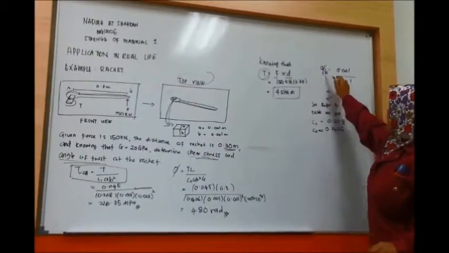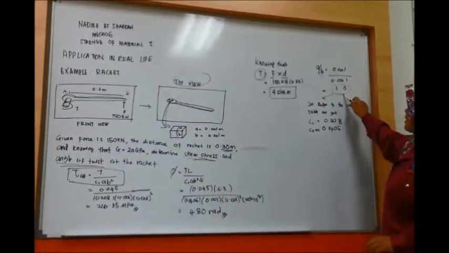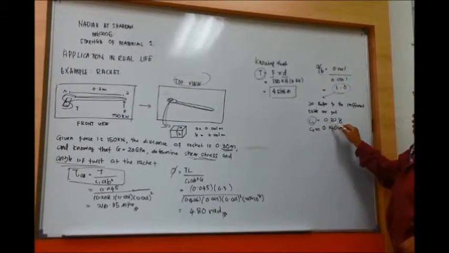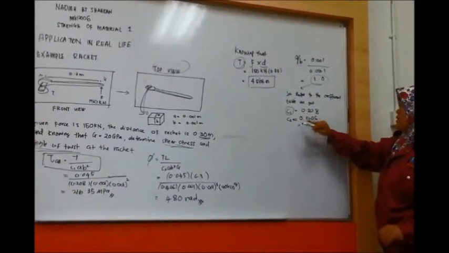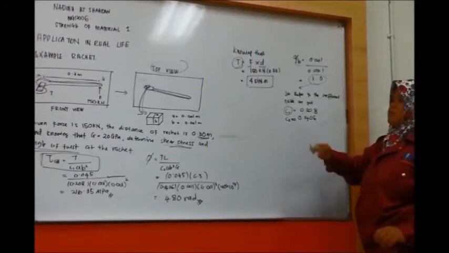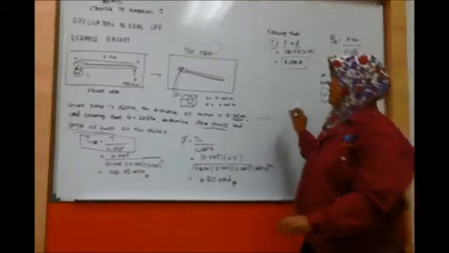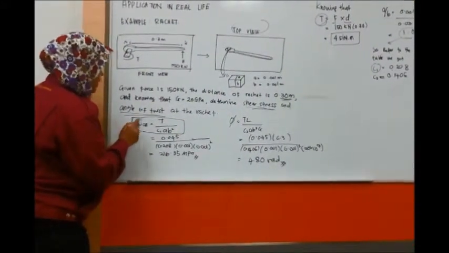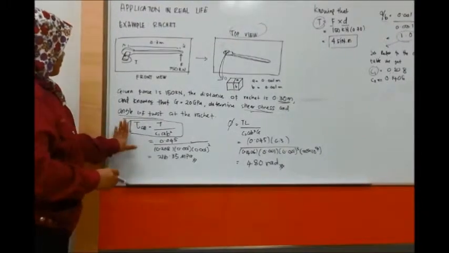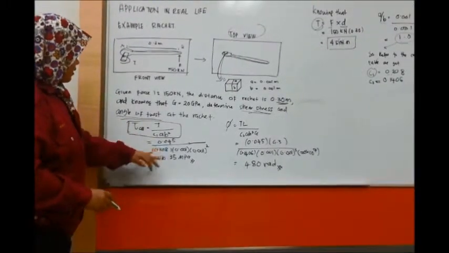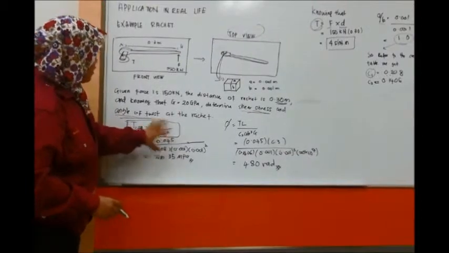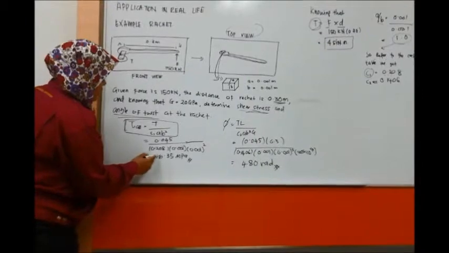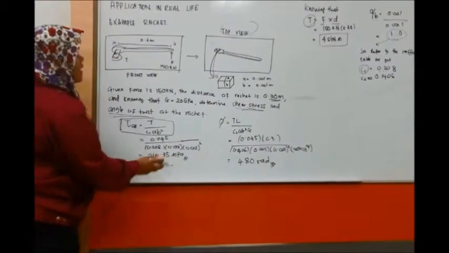So we divide A divided by B, we get 1. So refer to the table of the coefficient, we get C1 is equal to 0.208 and C2 we get 0.1406. So we apply all the information into the formula of shear stress. So torque, C1, A and B square, we know already the value, so we get the answer 260.35 megapascal.